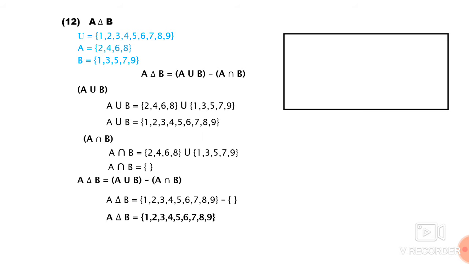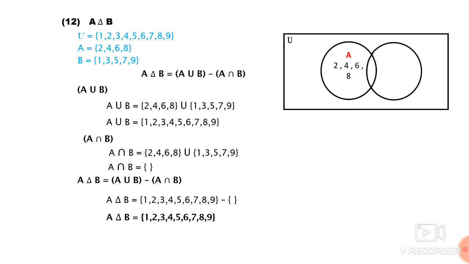Now the diagram. Draw a rectangle to represent the universal set. Set A and set B are disjoint sets. They do not have common elements. So we will draw disjoint circles, or we can also draw overlapping circles, but the overlapped area will remain empty because we do not have any common element. Then write the remaining elements of both the sets in the circles.